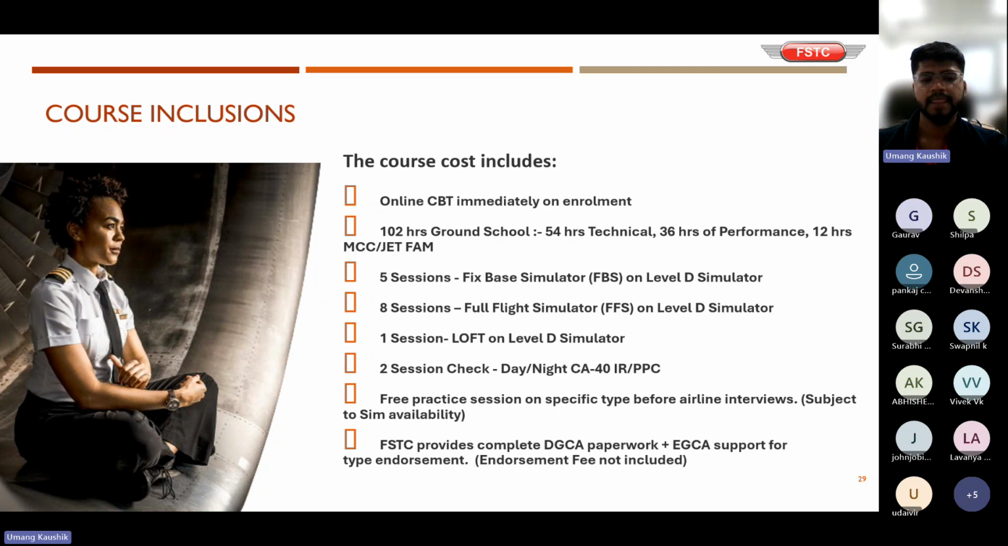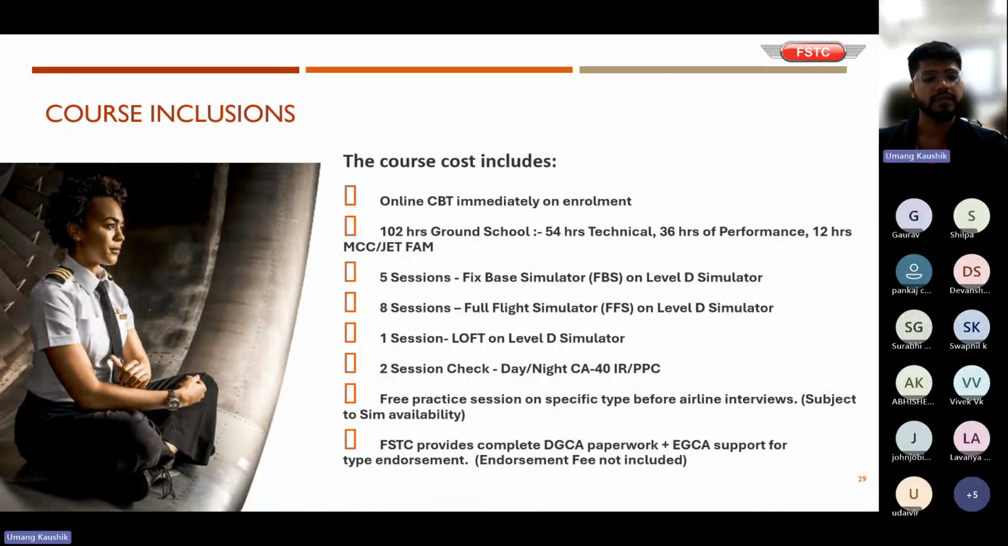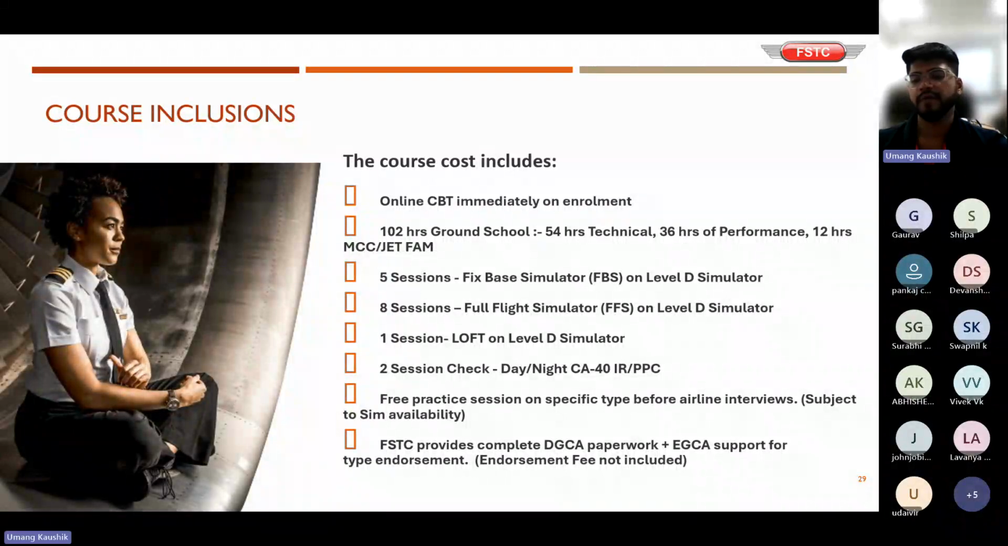5 sessions of FBS that will conclude your jet induction training. 8 hours of FFS, 1 session of LOFT, and 2 sessions of day and night check plus IRPPC. Right? A free practice session on specific type before airline interviews. So if you do your type rating with us, and you are aligned for a job interview, you can come to us and ask that you want your practice session.